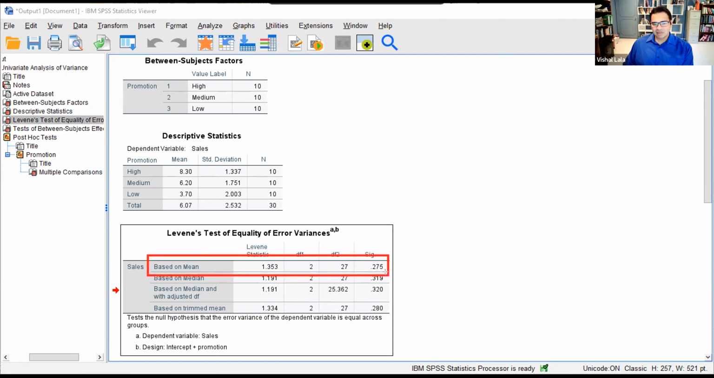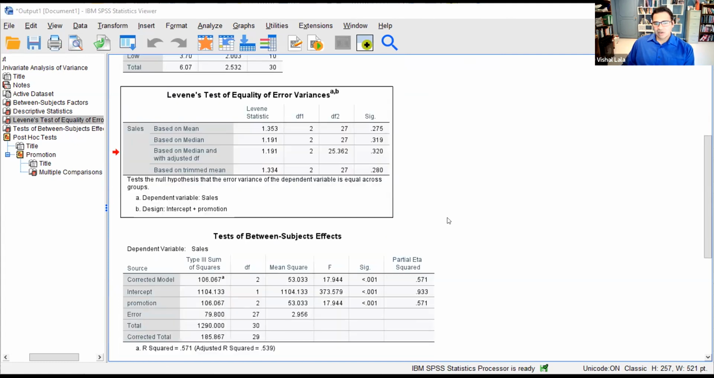So what we're finding out here is that we look at Levene's test based on equality of error variances, and our Levene's statistic is 1.353. That's an F test. And the corresponding p-value is 0.275, telling me that the variances of the 3 groups might look a little different to you, but they're not significantly different. And that's a good thing because the test itself is testing for equality of error variances. So we're happy that the error variances are not different and they're about equal.